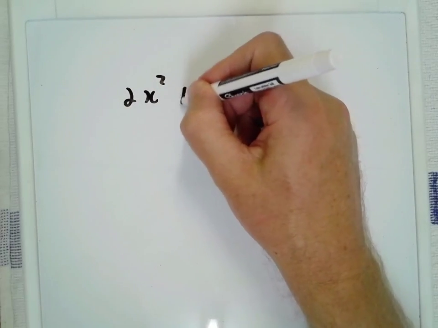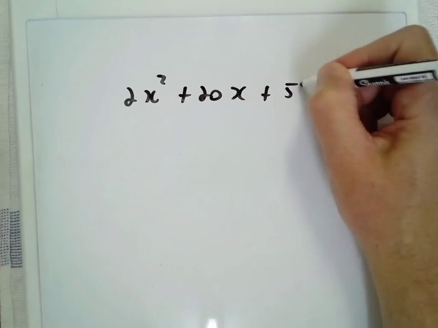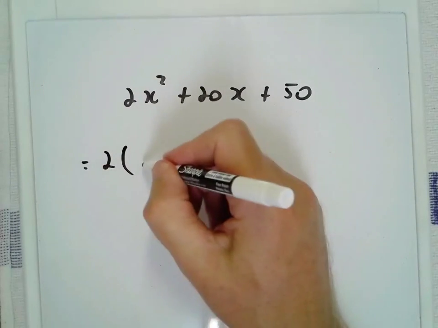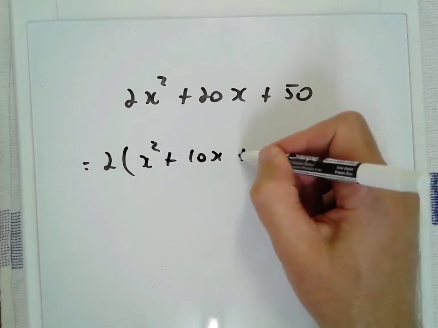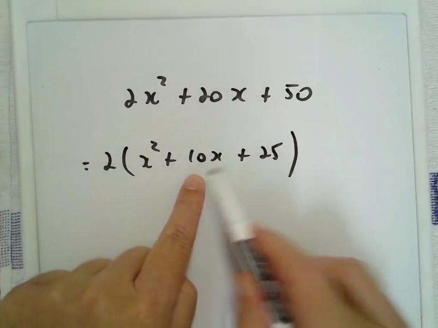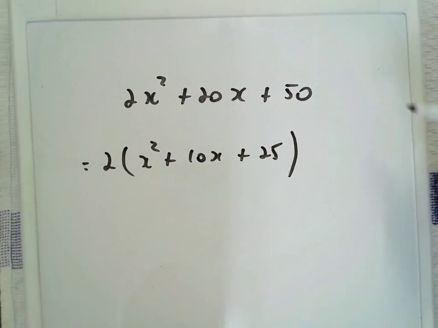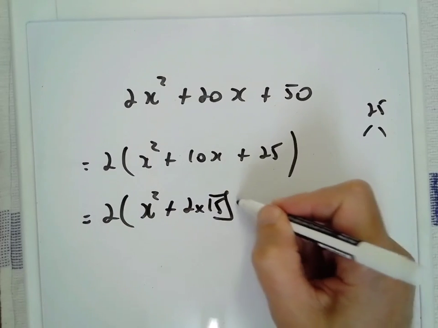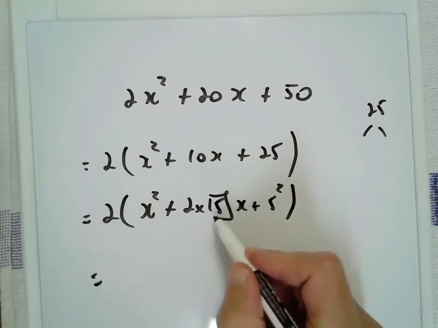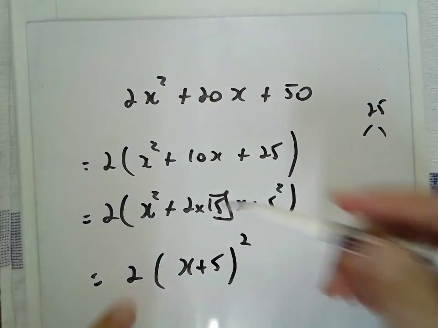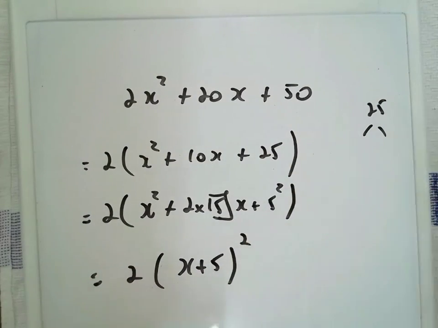2x squared plus 20x plus 50. Clearly everything's divisible by 2, so let's get rid of that 2. x squared plus 10x plus 25. We're thinking this 10 is 2 times 5, and that's 5 squared. So rather than doing a whole 25 and doing it that way, we can think of it as x squared plus 2 times 5x plus 5 squared. And that 5 is the thing that goes into our bracket. Remember, because that's a plus, that's a plus.